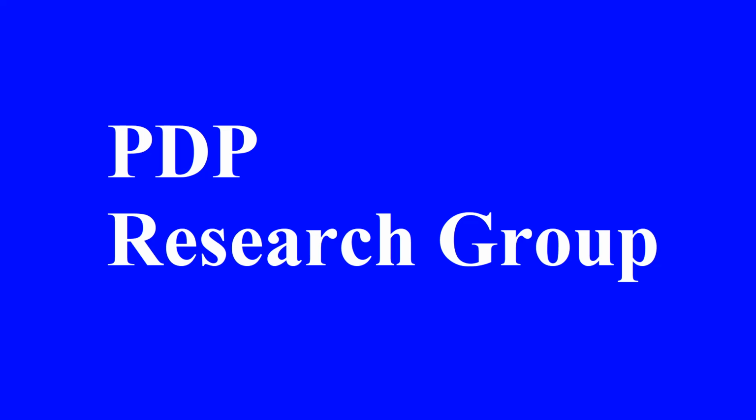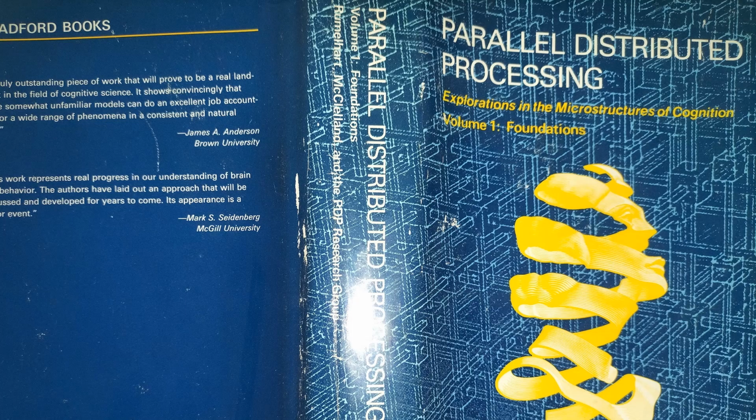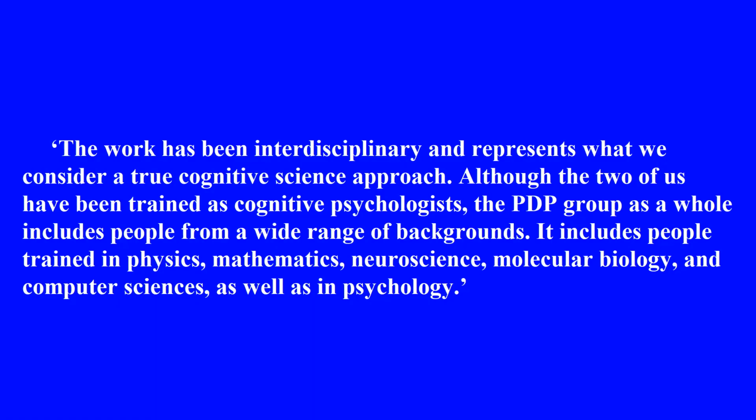The PDP research group was a temporary and informal association of over a dozen people, led by the American psychologists David Rumelhart and James McClelland. The introduction to Volume 1 of Parallel Distributed Processing, written by this group in 1986, explains that the work has been interdisciplinary and represents what we consider a true cognitive science approach.